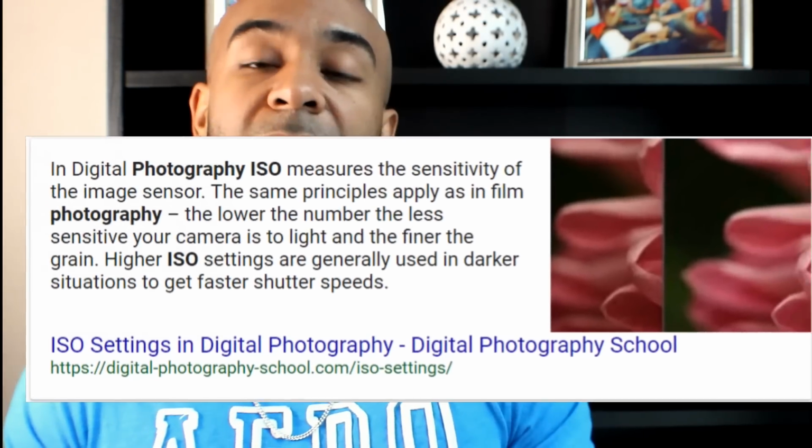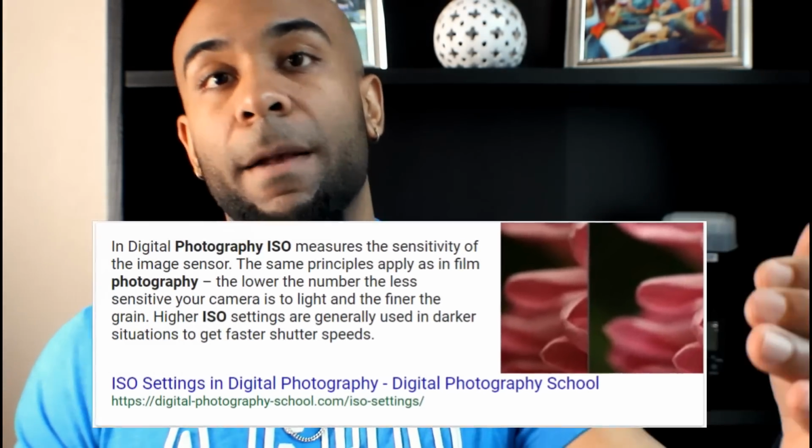So let's talk about ISO real quick. ISO is the sensitivity of the sensor that's inside the camera. So whatever light you're letting in via the shutter speed or the aperture ring, ISO is what's controlling the sensitivity of the sensor that light is hitting. The lower the sensitivity, somewhere around ISO 100, 200, that's a low ISO, all the way up to some cameras at 64,000.